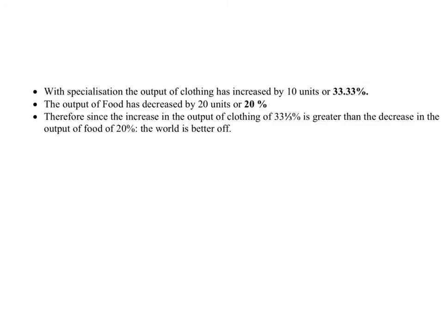And that's what it has in the marking scheme. The output of clothing increased by 33.3%, the output of food decreased by 20%. So the increase in output of clothing is greater than the decrease in food, so the world is better off. So you don't actually have to do the figures out. I like to do the figures out because I think it focuses you more, and you can use them then if you are ever asked for figures after specialisation, which can be asked in some questions.